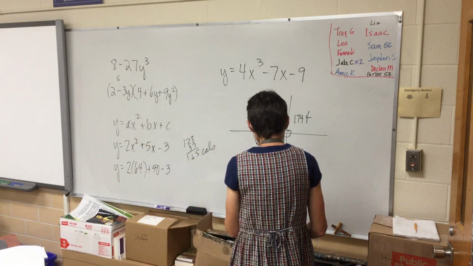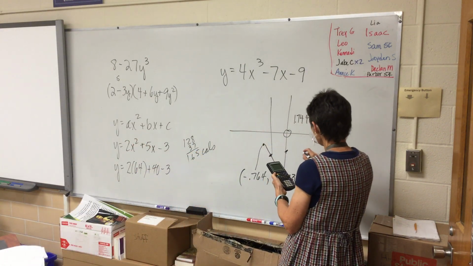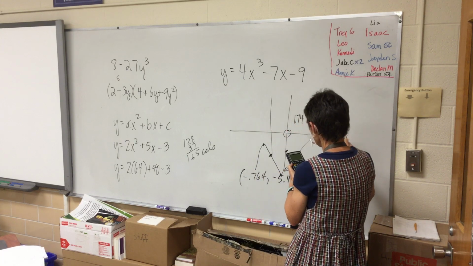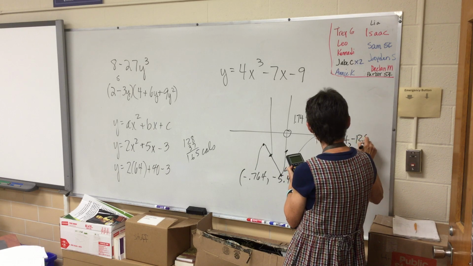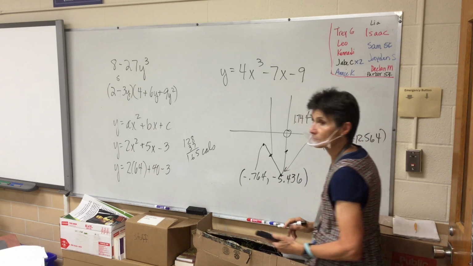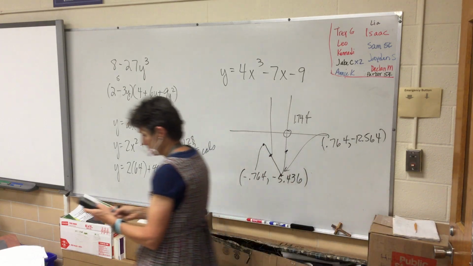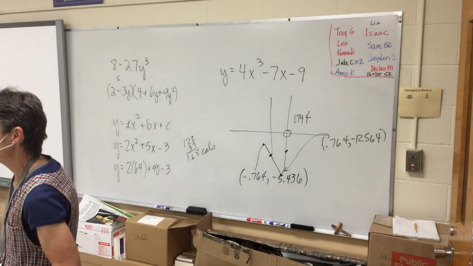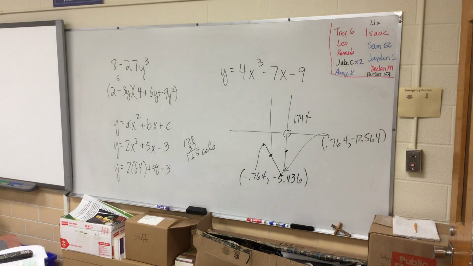And what did you get for your minimum? 0.764, yep, comma, negative 12.564. Everybody okay with that? So the nice thing about minimums and maximums and zeros and points of intersection, it's all the same, right? Second calc, just pick the one you want.